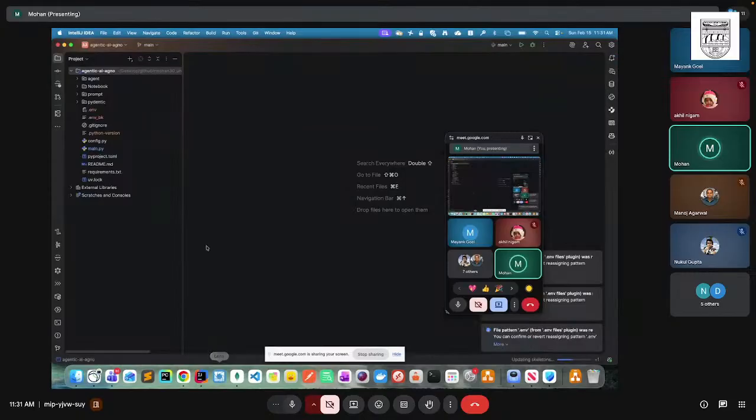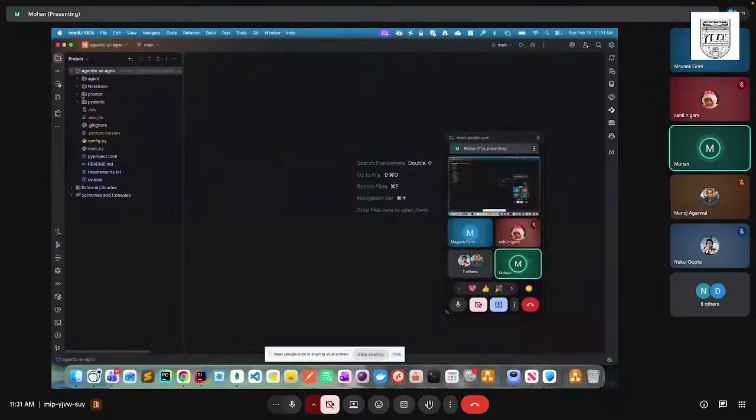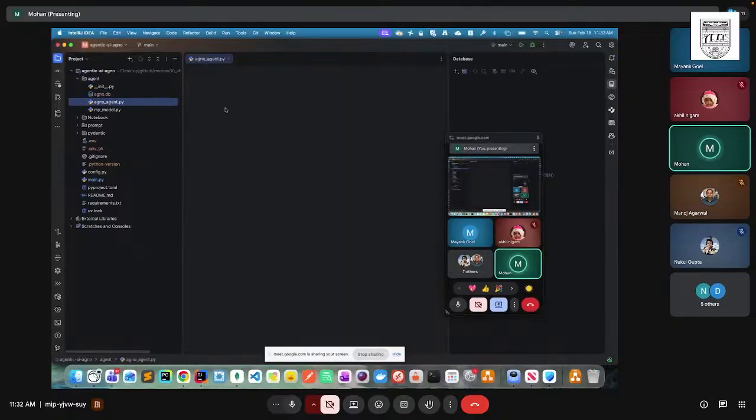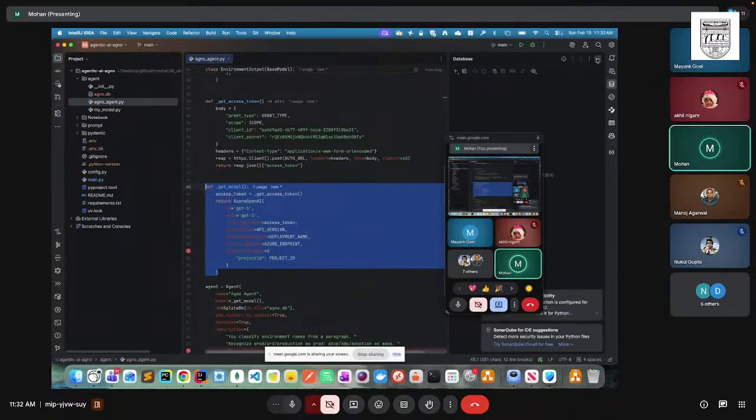Let me know if you can see my screen. This is a simple POC I was doing. You create an agent database where you store the memory, because whatever we are discussing now, you need to store it. Then you create a simple agent and build it. This is for the POC.